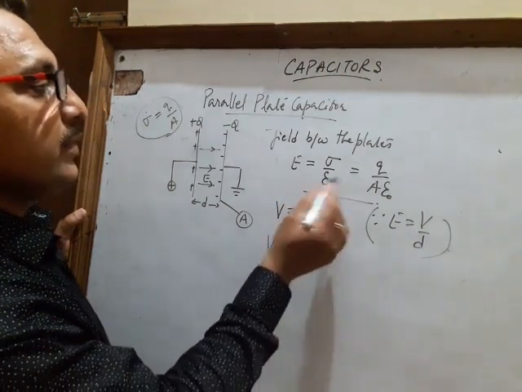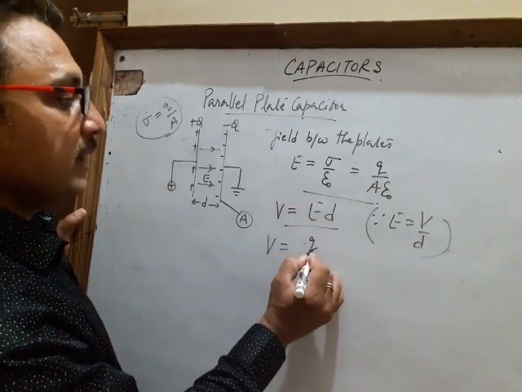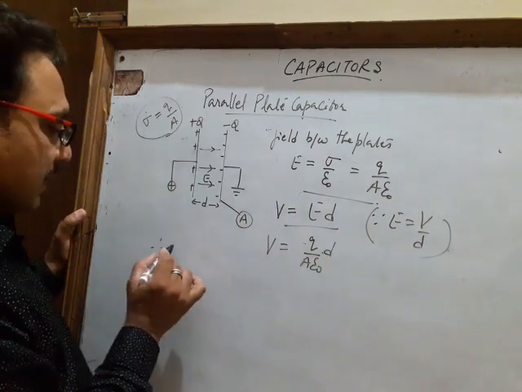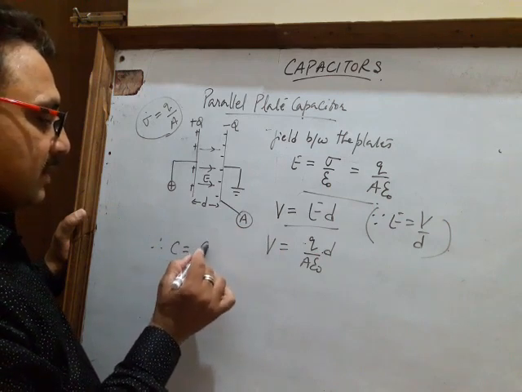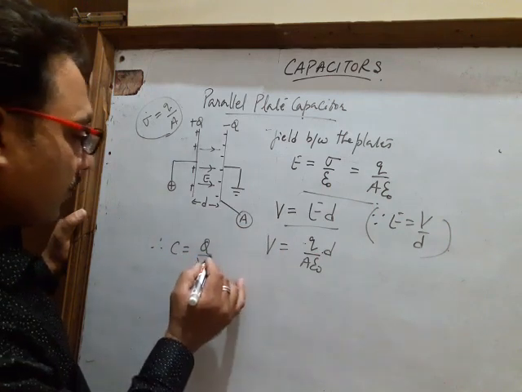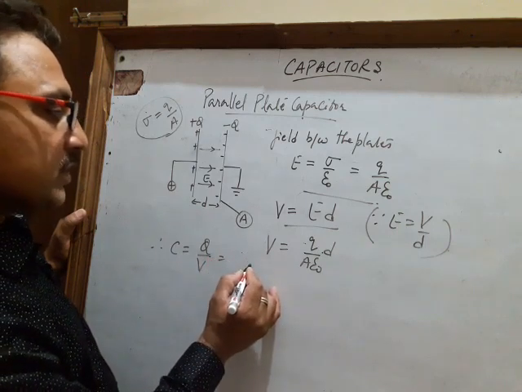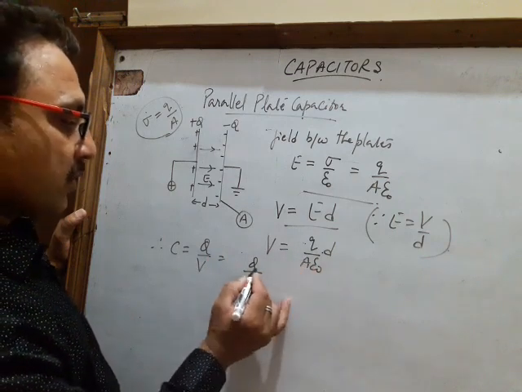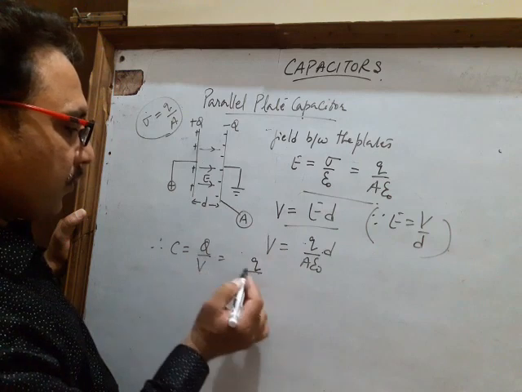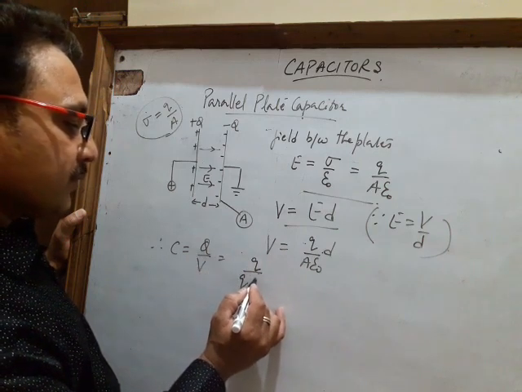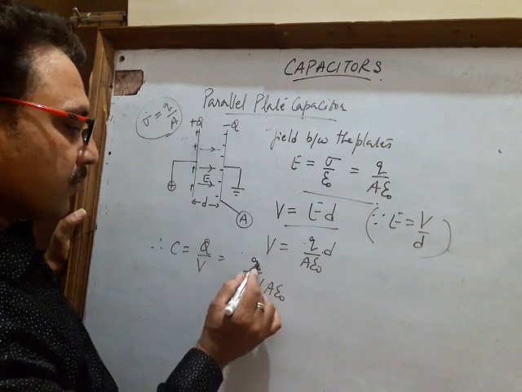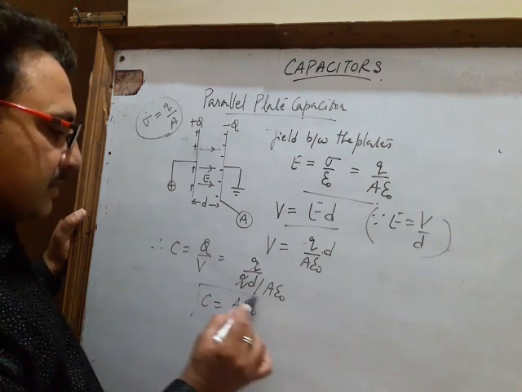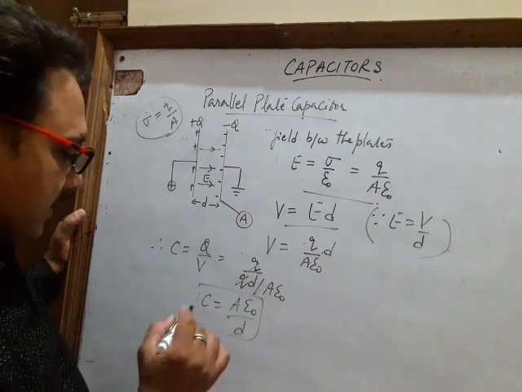So you can say V equal to, put the value, q upon A epsilon naught into d. Therefore, capacitance of this parallel plate capacitor is C equal to q upon V. So this is q upon V, where I have taken small q, you can take small q here also. This is qd upon A epsilon naught. So C equal to A epsilon naught upon d. This is the formula for the capacitance of a parallel plate capacitor.